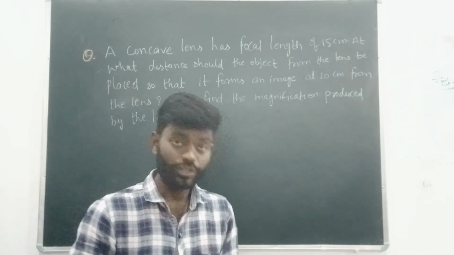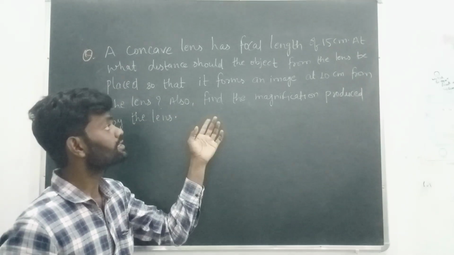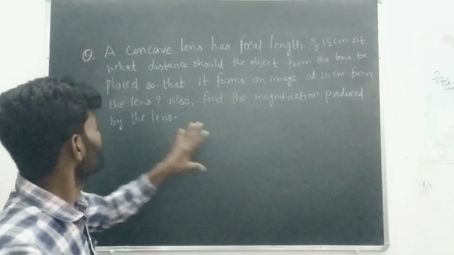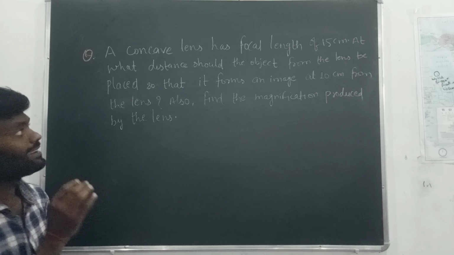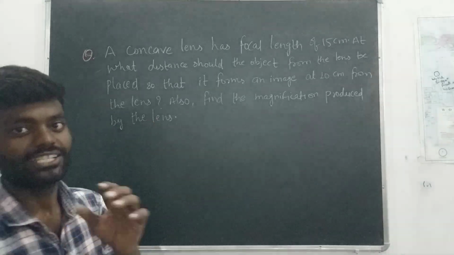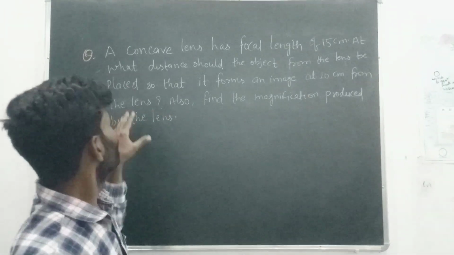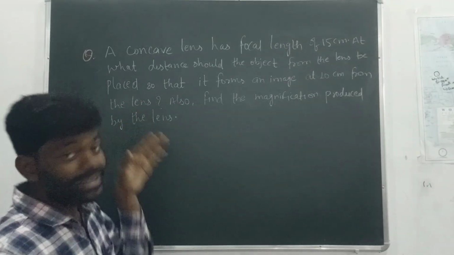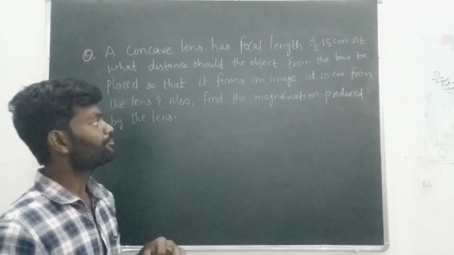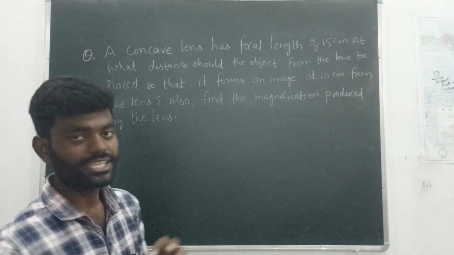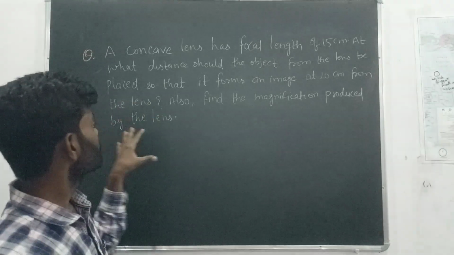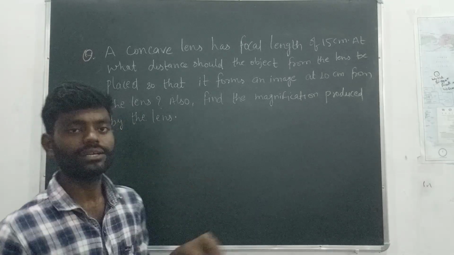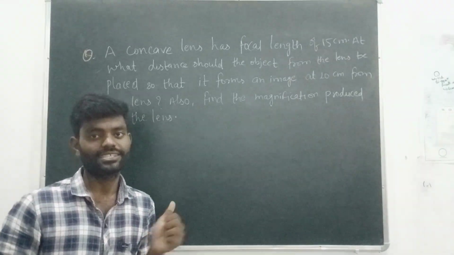This question is based on the lens formula. First, we read the whole question. A concave lens has a focal length of 15 centimeter. At what distance should the object from the lens be placed so that it forms an image at 10 centimeter from the lens? Also find the magnification produced by the lens. Let's start the solution of this question.